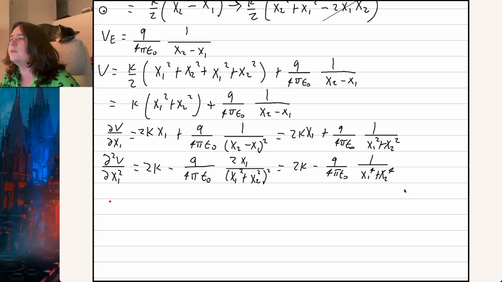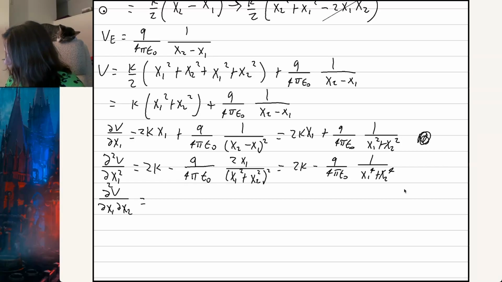Now, just do the same process again. Well, actually, let's look at the first cross term. So del squared V over del x1 del x2. We're taking the partial derivative of this stuff up here with respect to x2. The first term goes away. The electric potential term, though, has a minus sign. I'll skip the nonsense. We have fourth terms on the bottom and a 2x2 term up there.